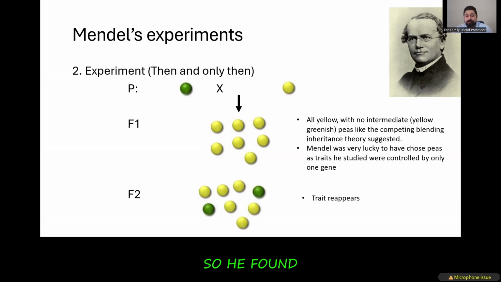And the green color actually reappeared again. And when he looked at the ratios, it was 3 to 1. 3 yellow to 1 green. And those are the actual numbers that Mendel got, right? He got 6,022 yellow versus 2,001 green.